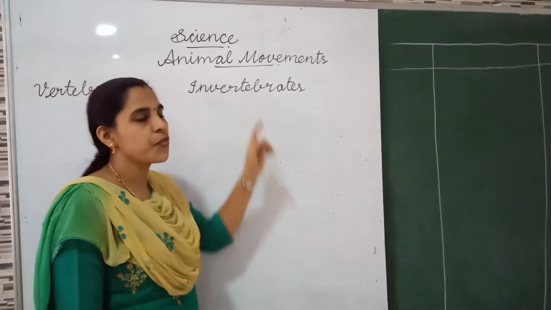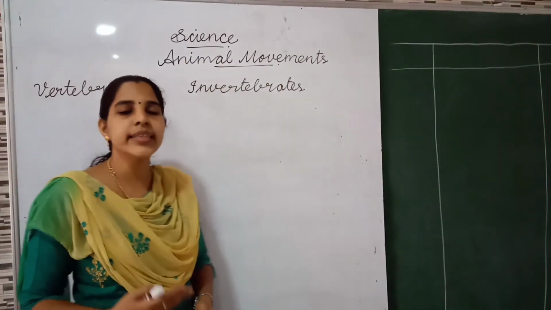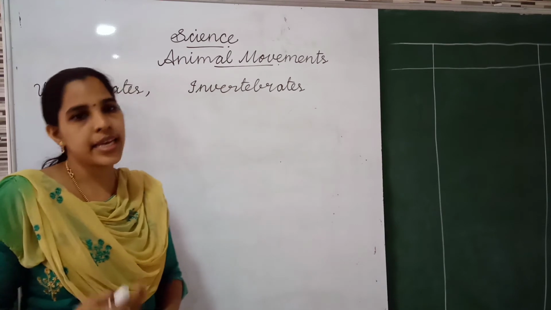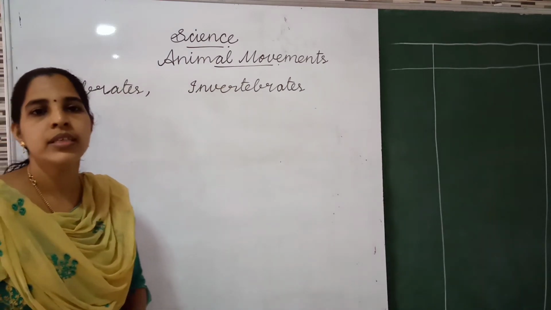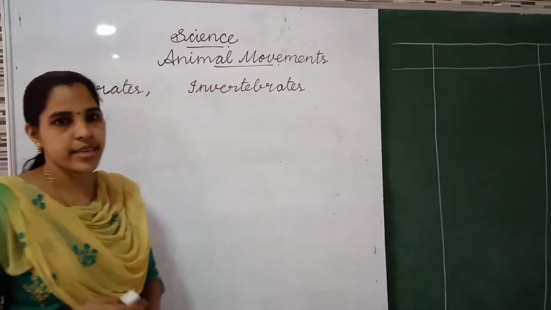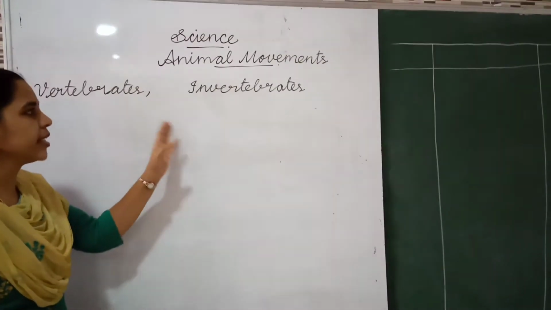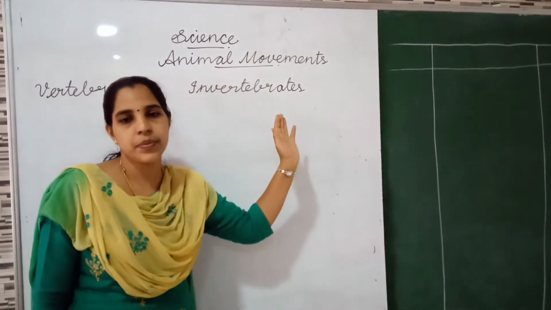Then what is the meaning of invertebrates? Animals that do not have a backbone are called invertebrates. For example, earthworm, slug, snail, insects, butterflies, etc. These are the examples of invertebrates.